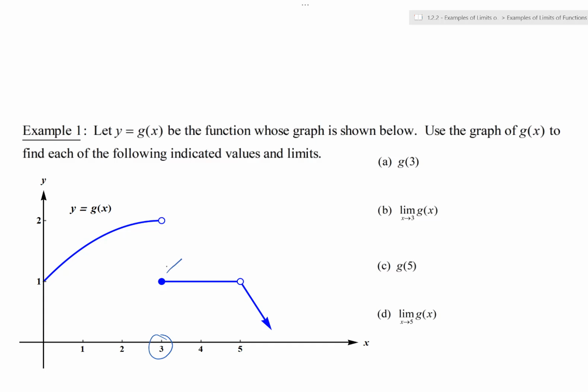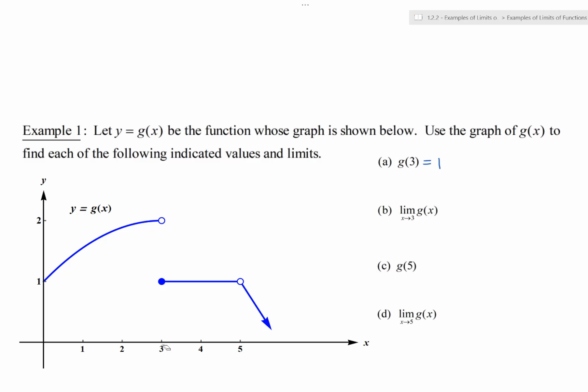Well, we see right there, there's where the function is defined. That output is 1. So we are defined at 3. The value of g of 3 is equal to 1. Now, remember, our conversation from the last video about limits was that the function need not be defined at a location for the limit to exist, as long as the function approaches the same value on both sides of the value of x as an output.